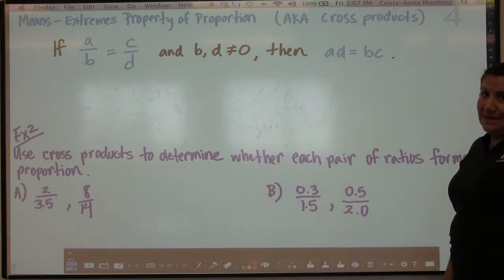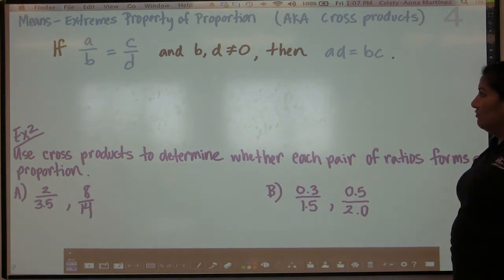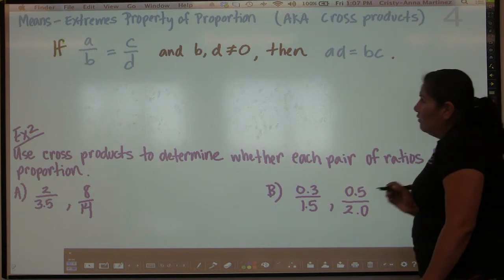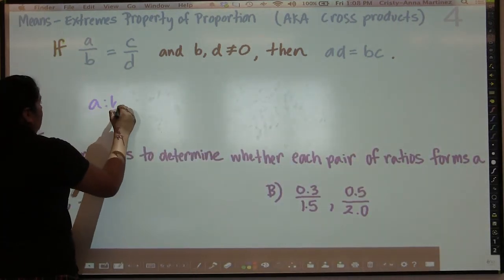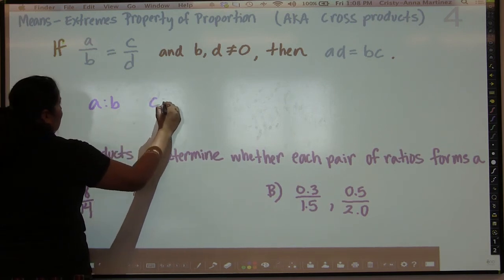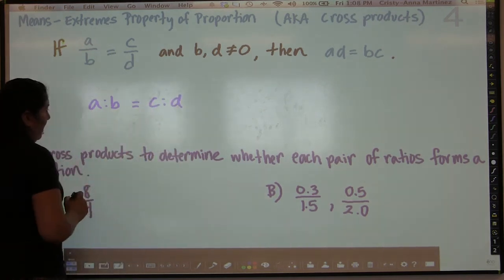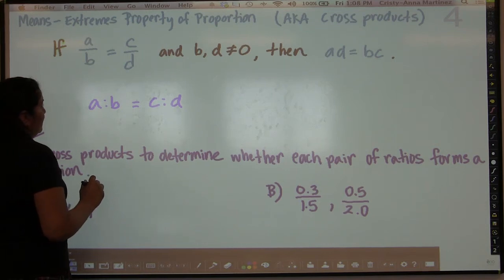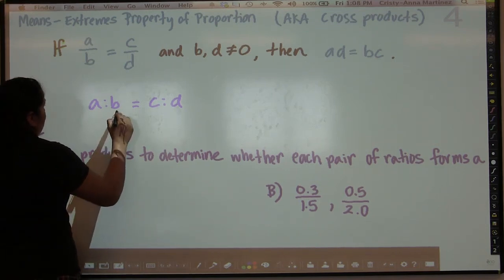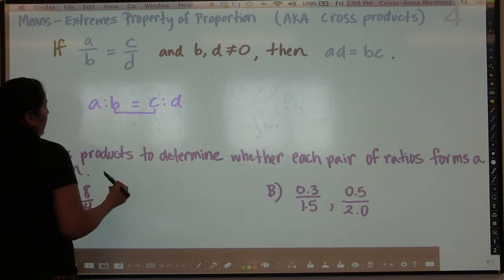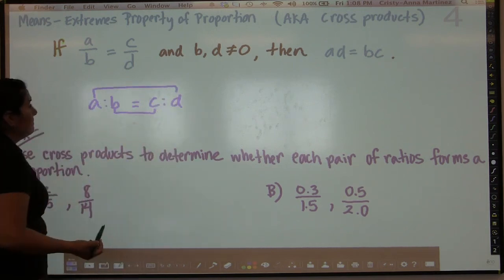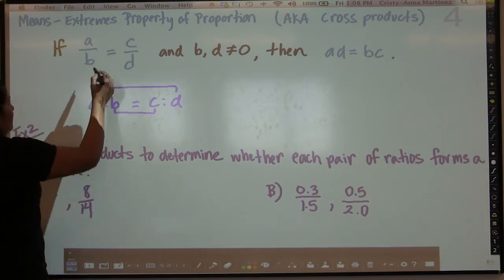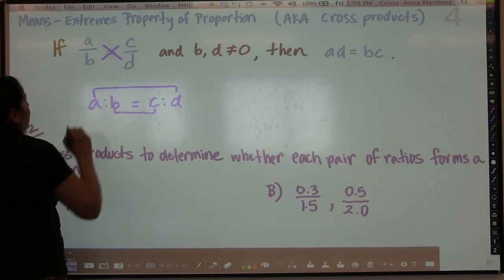It's also known as cross products. So you've probably heard of this before. When you write a ratio the other way, which is to say A to B or C to D, then the B and the C, what's on the inside, is what we call the means, and then A and D are called the extremes.